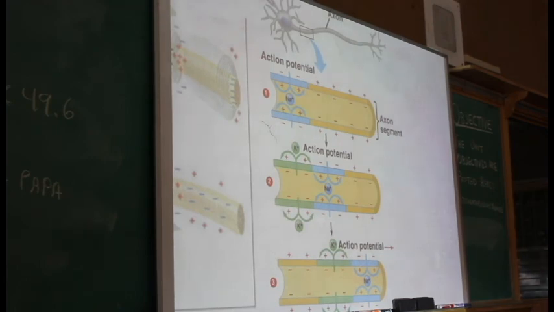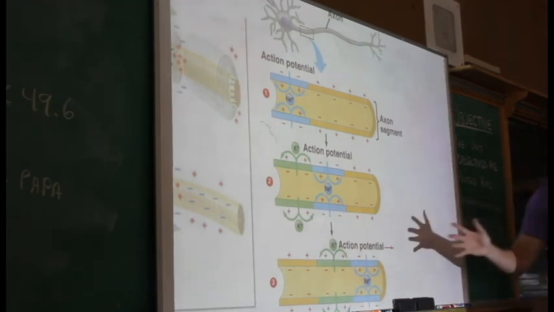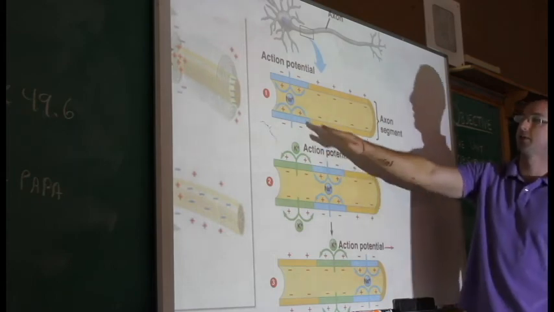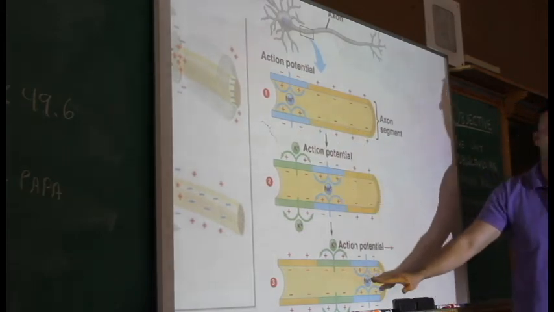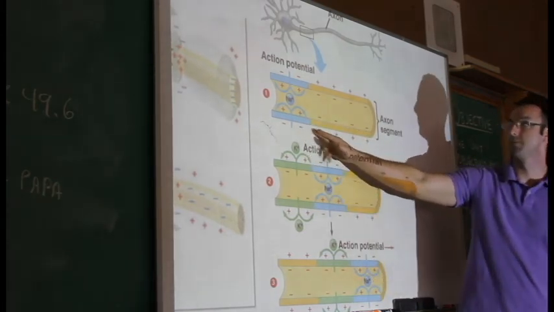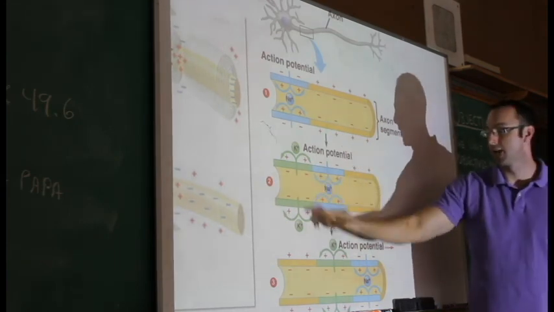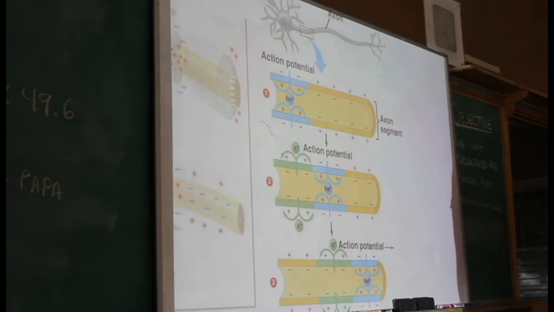This diagram was actually in your textbook, and it shows 3 stages to the transmission of a signal down an axon. The action potential starts here, moves here, continues down. The action potential is moving from left to right. Because of the change that has occurred in the ions, the signal can only move in one direction.